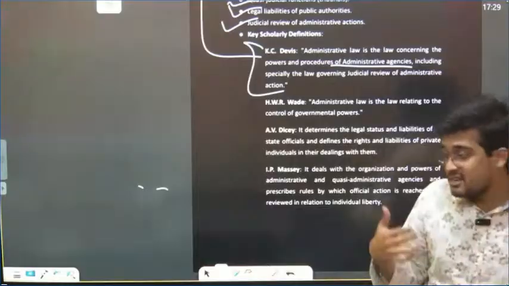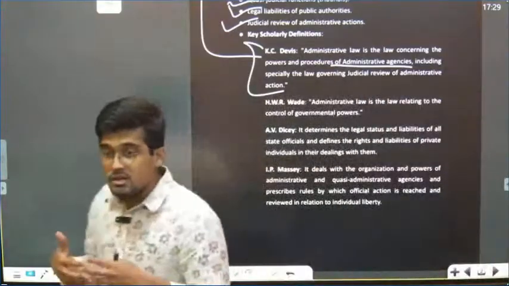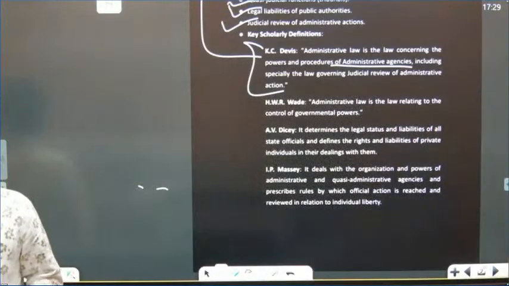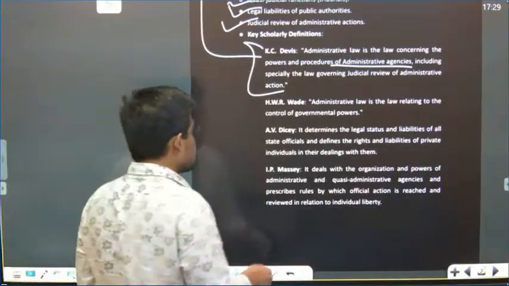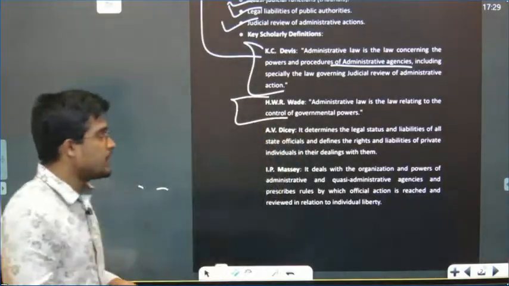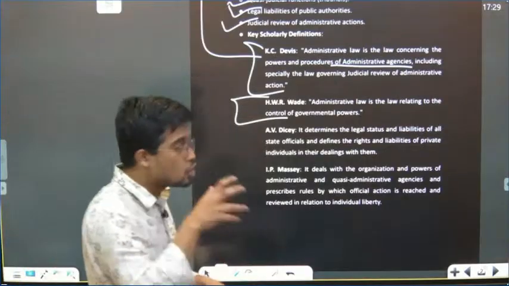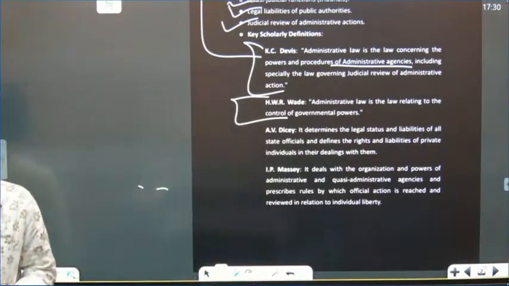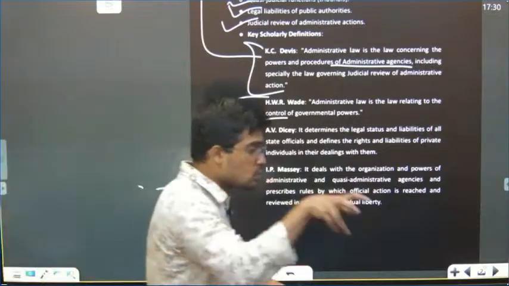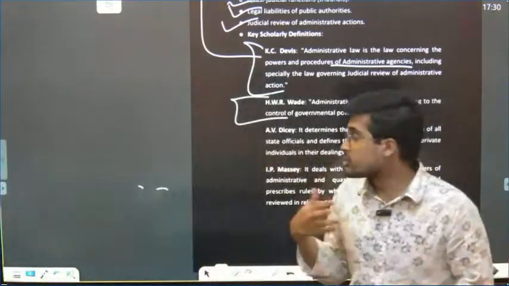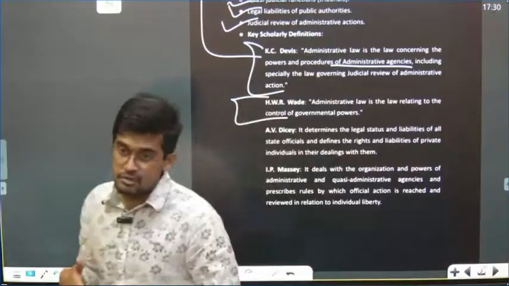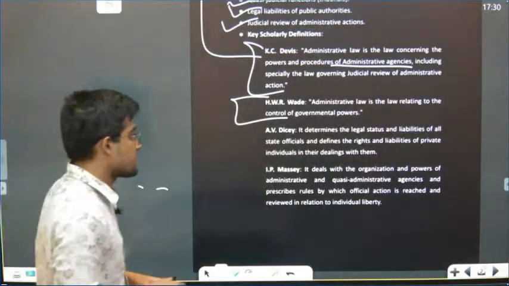Because administrative law in India is somewhat of a judge-made law. So that is why judicial review is important. Professor Wade will say administrative law is the law relating to the control of government powers. That is how we can control the power of the government, so that it does not become arbitrary in nature. Control over government powers.